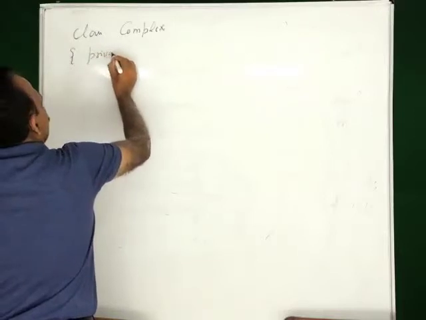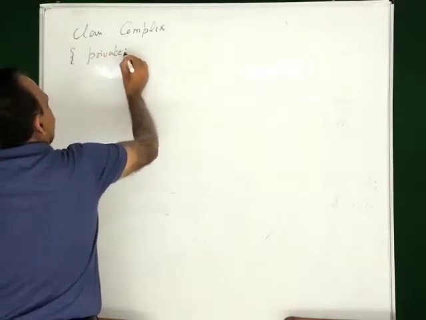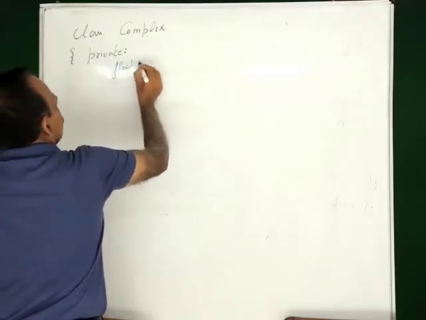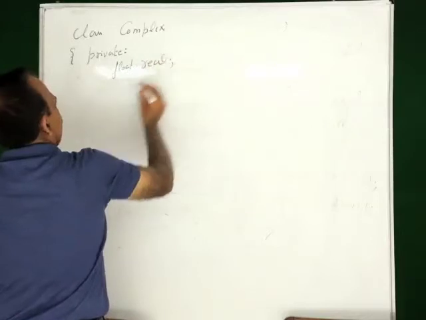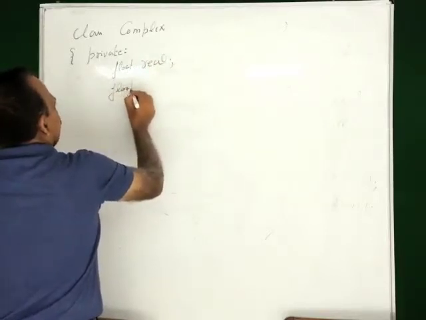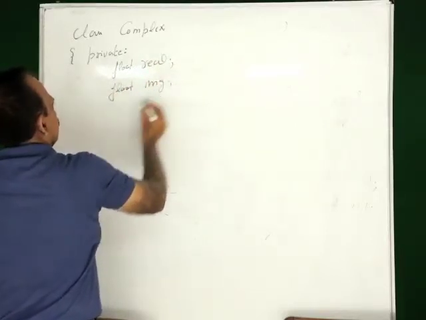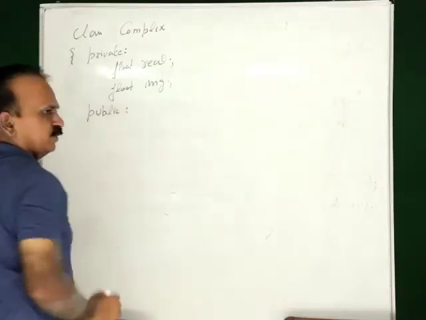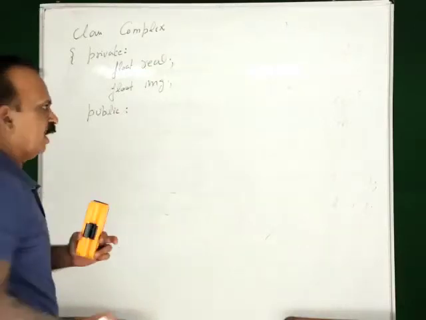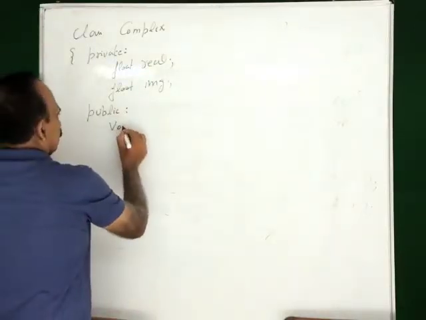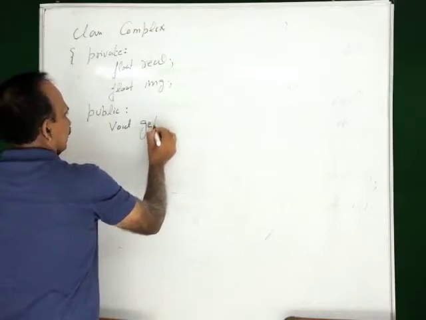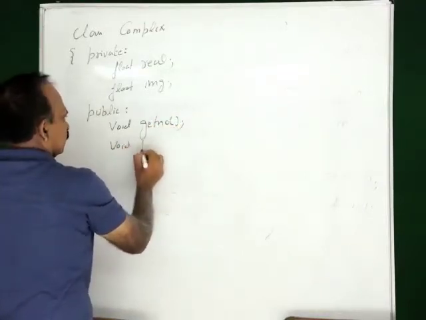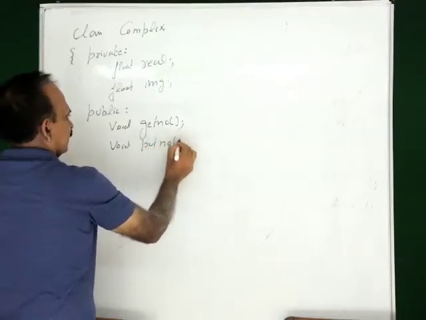Private, those members which can be used within the class. Float, it is real. Then float, the imaginary part. Public members, the members which can be accessed within the class as well as outside the class. Void, get number, this is a member function. Void, put number, this is another member function.